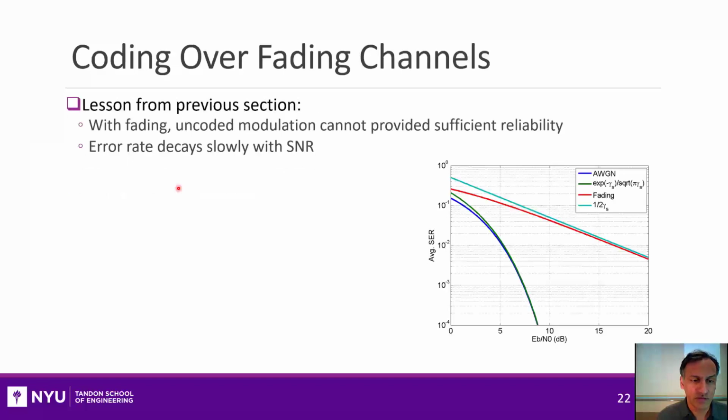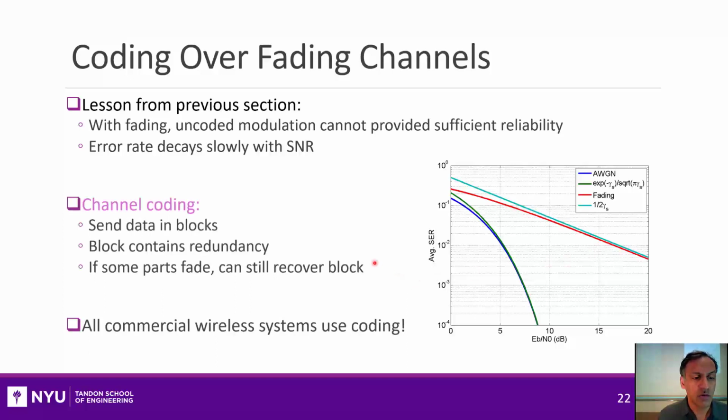So the lesson from that previous section was that with fading, uncoded modulation is very difficult to provide sufficient reliability. Just as a quick recap of that graph we saw, this was the error rate on I think a 16-QAM constellation, and we see that without fading it decays very quickly, but with fading it decays very, very slowly, meaning that you have to add a large amount of SNR to try to get a sufficient level of reliability. So channel coding is one possible way of doing much better on these fading channels.